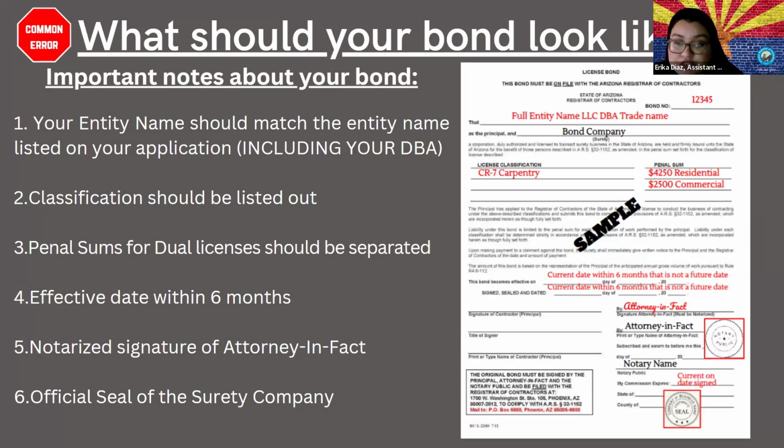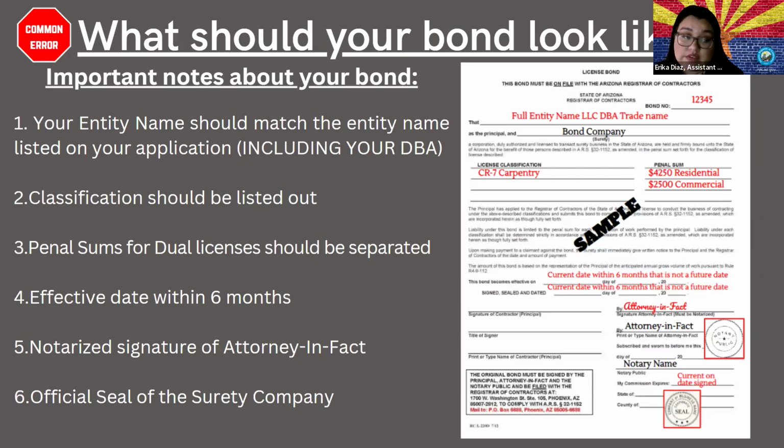Notarized signature of attorney in fact. So all bonds are required to be notarized. They can notarize with a regular stamp. We know now there's a lot of digital notary happening. So if it is digitally notarized, that's okay, as long as we have that signature from that attorney in fact, with that notary name and that seal, we're okay.